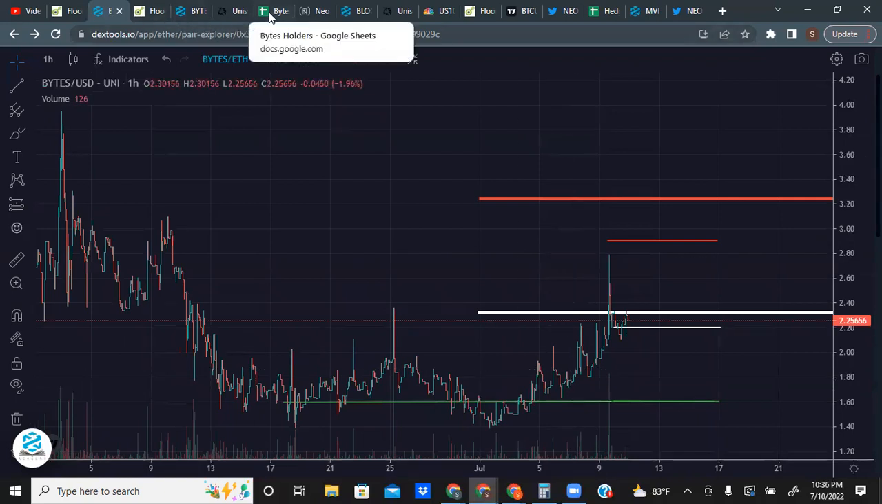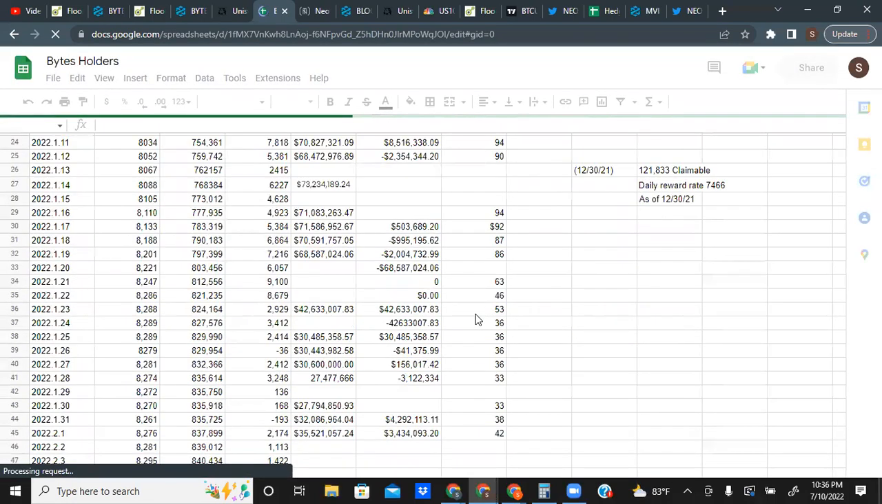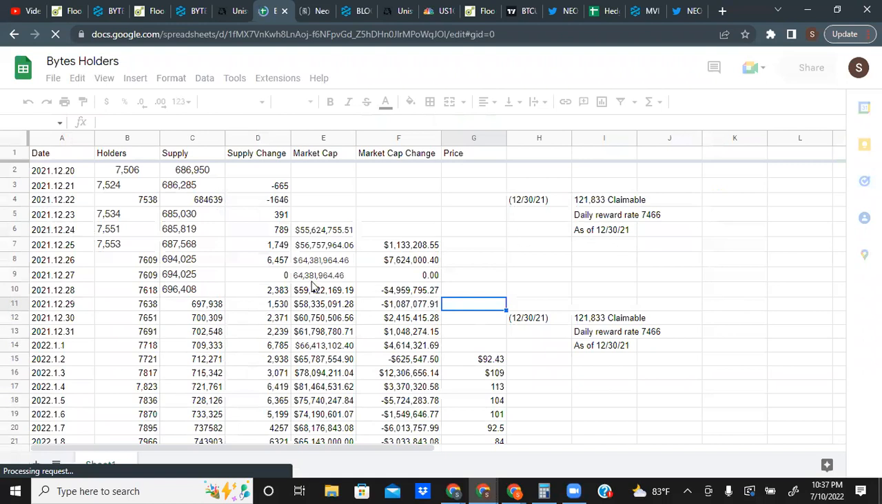And then just to check in on the Bytes holders and how that's played out over the last couple weeks here. I'm not sure why this was loading. I was just on it. Just reset.